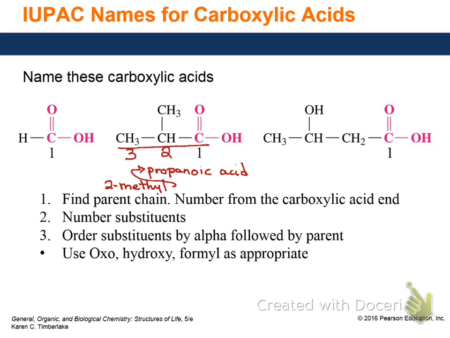Next one. What's the parent? Butane, right? So butanoic acid. And again, you don't have to say where the carboxylic acid is because it's always at the end. Now, on 3, what is that? 3-hydroxy.